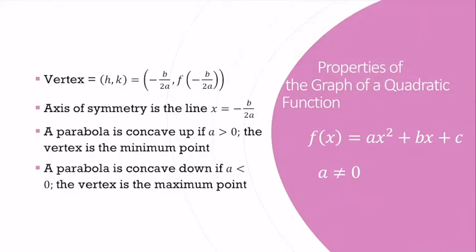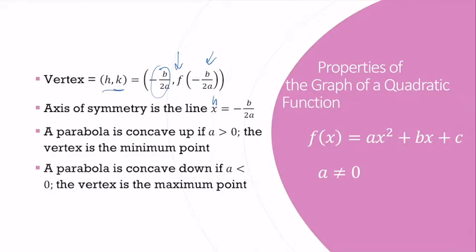So here's a quick refresher of some of the properties of the graph of a quadratic function. I mention this stuff often because it's stuff we need to memorize. So our vertex (h, k): h is negative b over 2a, and then if I plug that into my function, I'll get my k value. So that's our vertex. Our axis of symmetry is always x equals negative b over 2a, which is our h, right? That's our vertex's x value.